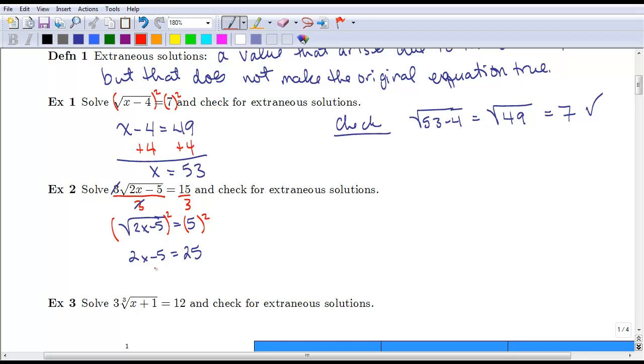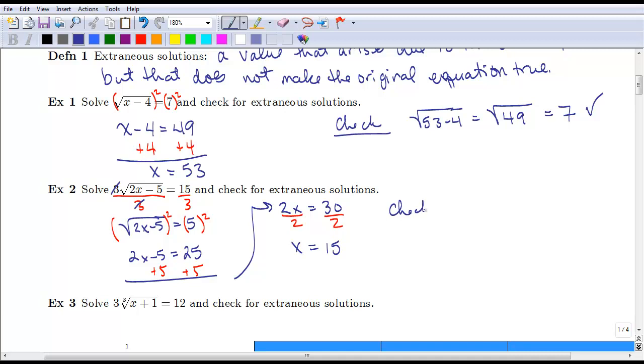Again, using our rules of algebra, we are going to add 5 to both sides. And we are left with 2x is equal to 30. Last step, divide by 2 to get rid of that coefficient. And we are left with x is equal to 15.